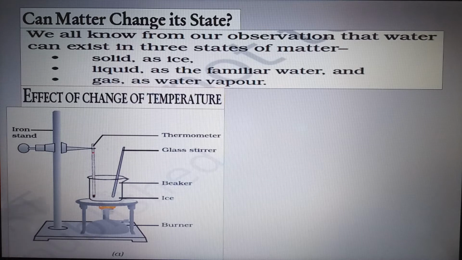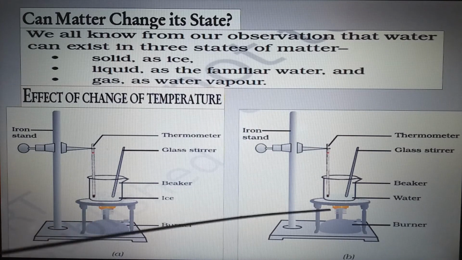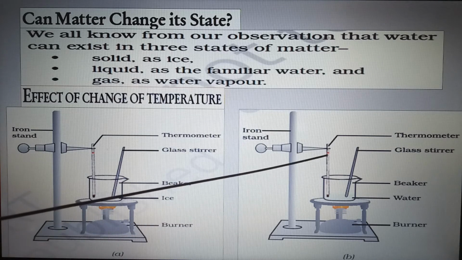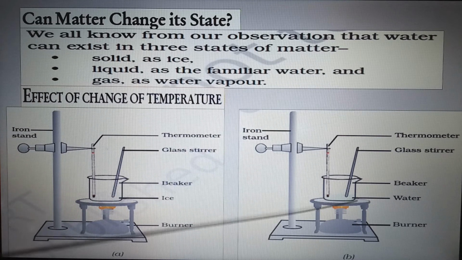Talking about this activity, the demonstration: here ice is kept, a thermometer is placed, and a glass rod is used for continuous stirring. When heat is given, the ice starts melting and changes into a new state called the liquid state. In the second case, more heating is given to the liquid water, where the temperature increases and at the same time the liquid changes into vapor form. In either case, there is a change in the kinetic energy of the particles.